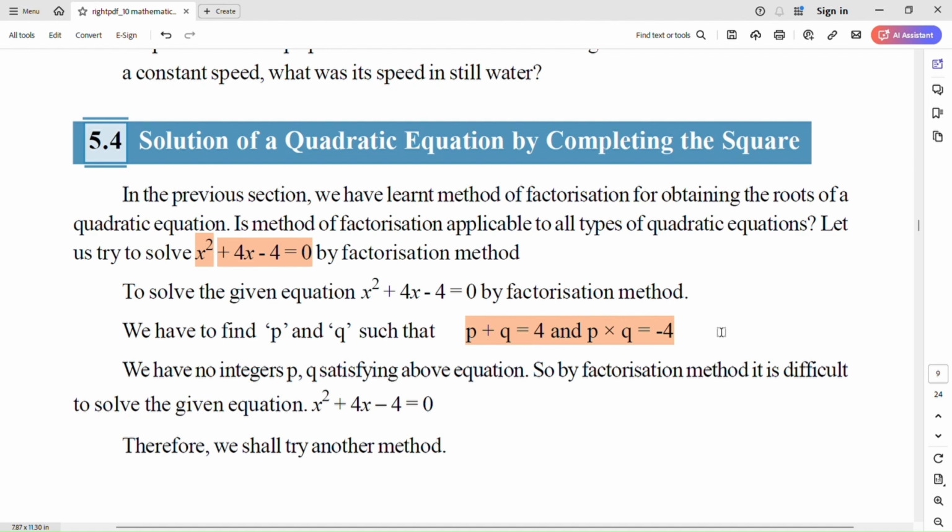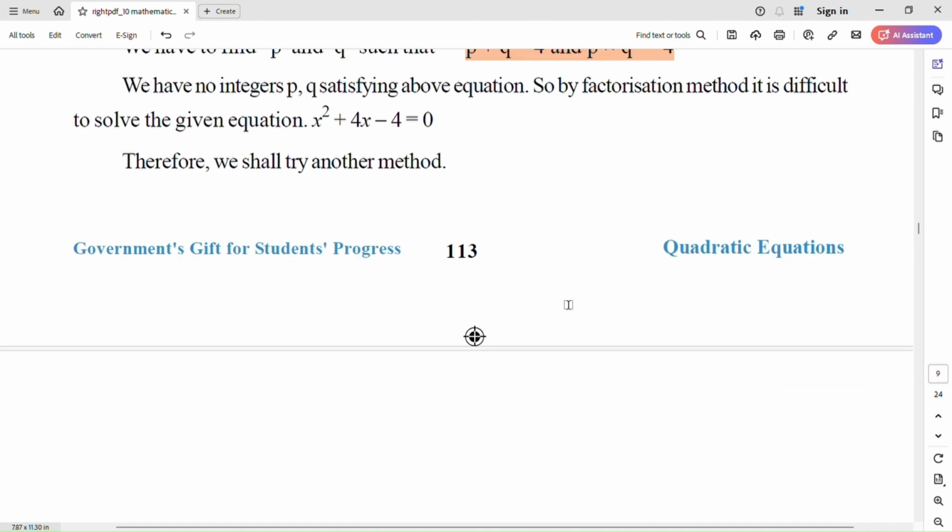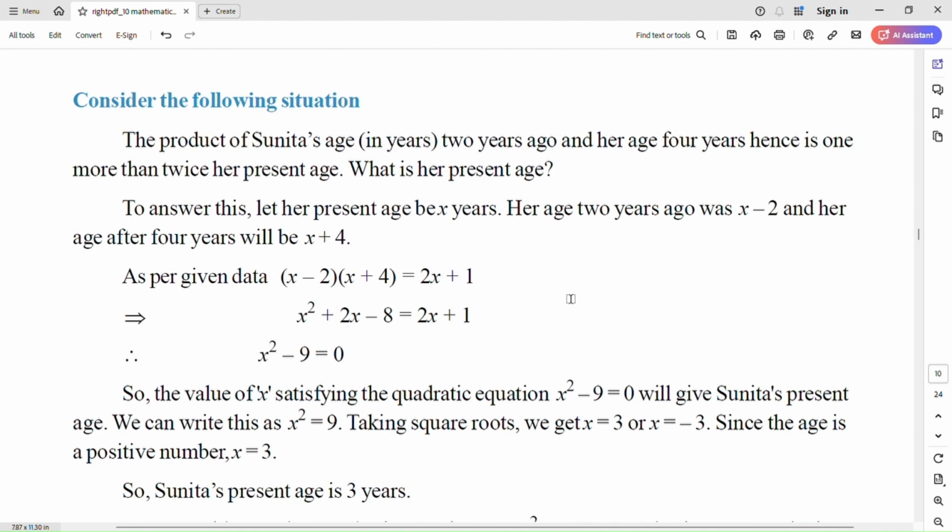Now let's learn another method. This is called the solution of a quadratic equation by completing the square. Consider the following situation. The product of Sunita's age 2 years ago and her age 4 years hence is one more than twice her present age. What is her present age?